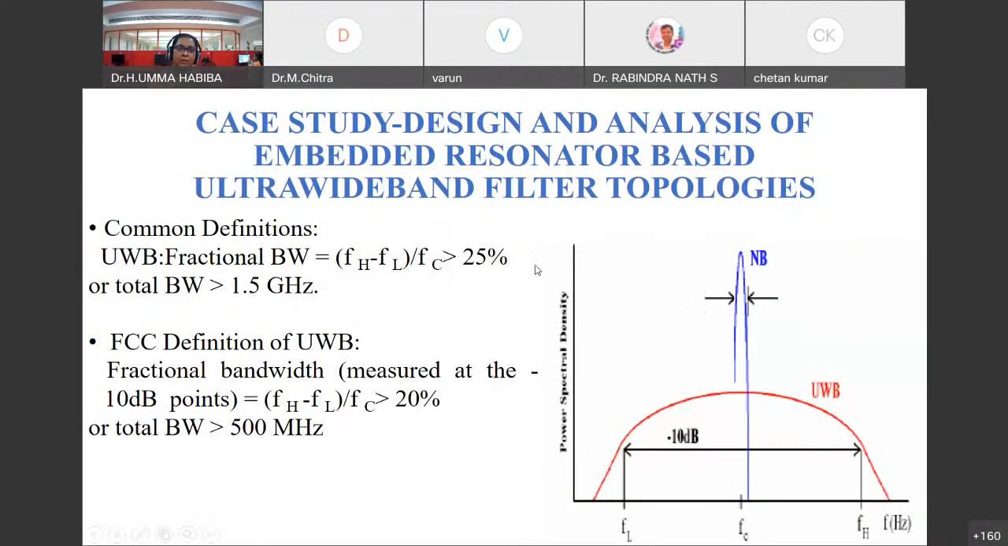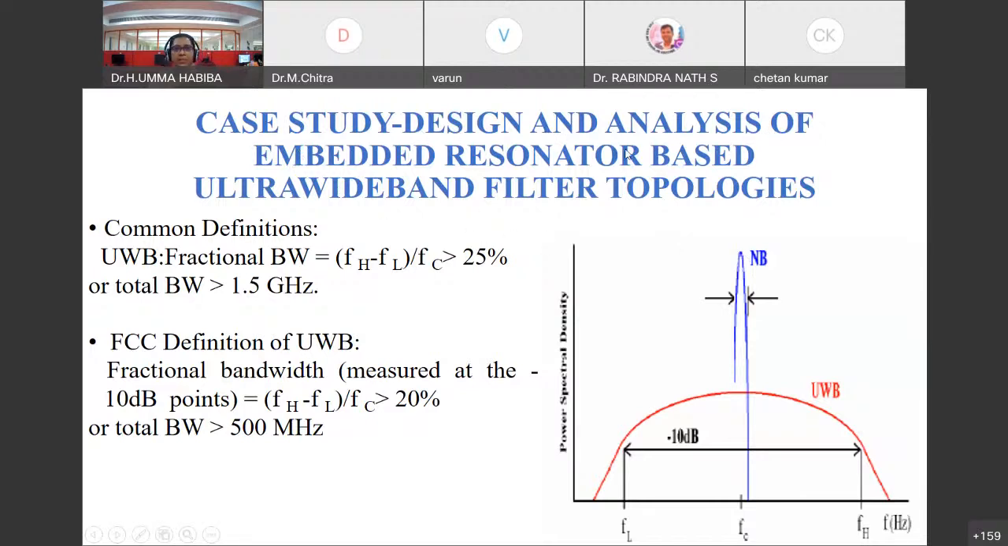For example, I want to include this case study. The topic of this research is design and analysis of embedded resonator based ultra wideband filter topologies. Actually, this is my PhD research topic. I want to share some of the experiences I have faced in my research, and the challenges I have faced.